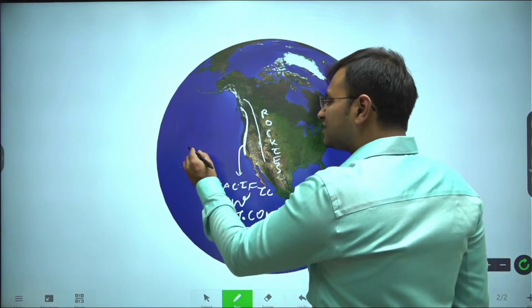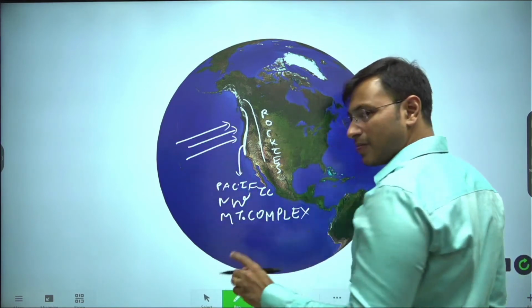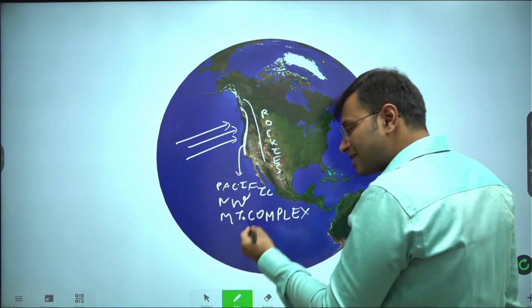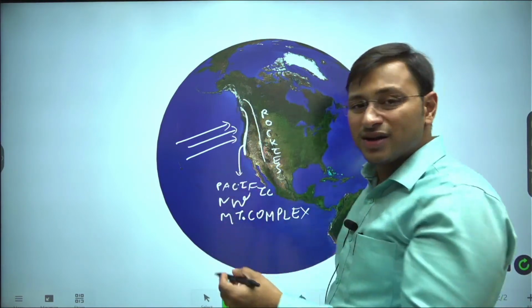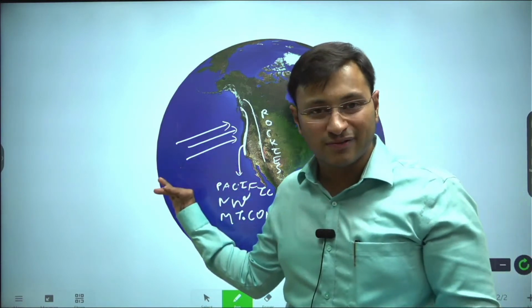So now just imagine westerly winds coming and hitting this region like this. What will the Pacific Northwestern Mountain Complex do? What will the Rockies be doing? They will be acting as what? They will be acting as orographic barriers to the oncoming westerly winds.